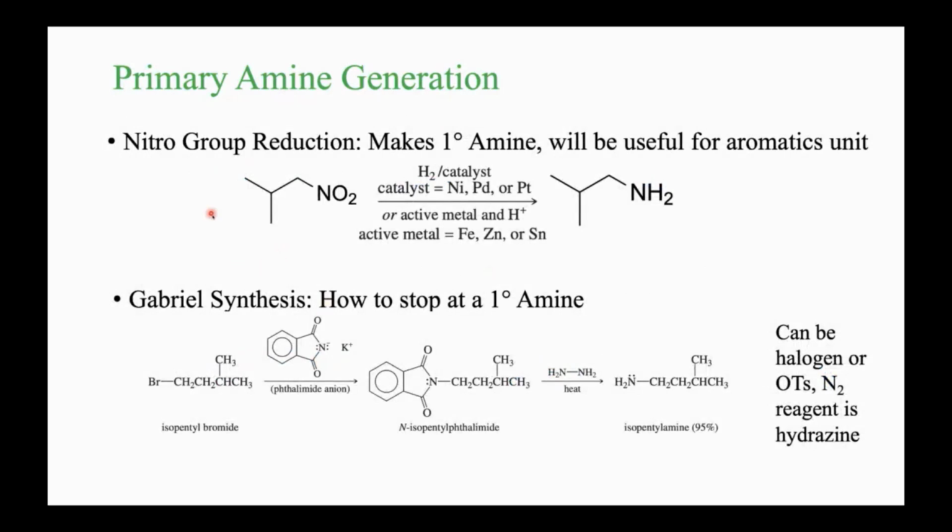So this next part is nitro group reduction. You can occasionally have a nitro group. This is going to be more useful in your aromatics unit when you're actually adding NO2 groups. But for now, you would probably just see NO2 on a molecule already. But you can use a variety of different reagents to carry out this reduction.